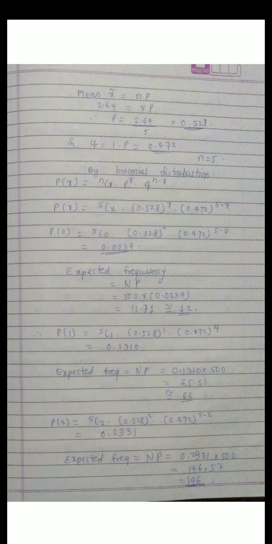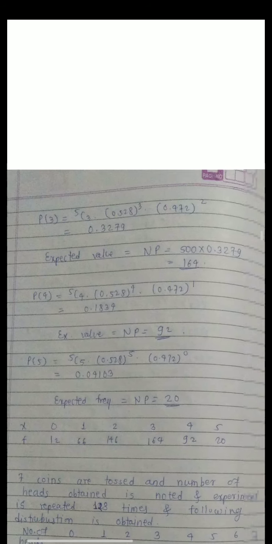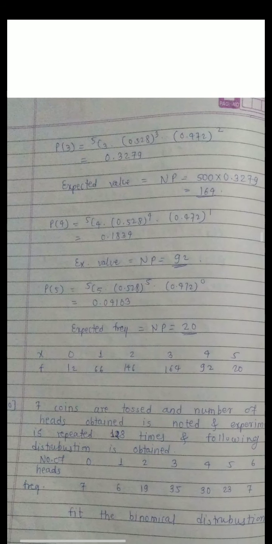Probability at x equal to 2, replacing x with 2, we get 0.2931. Similarly we can calculate capital N into p, and we get 146. Just calculate p of 3 and p of 4, and put all these values in tabular form. This is the question and this is our answer. This is the working rule for fitting the distribution. Important questions are there.